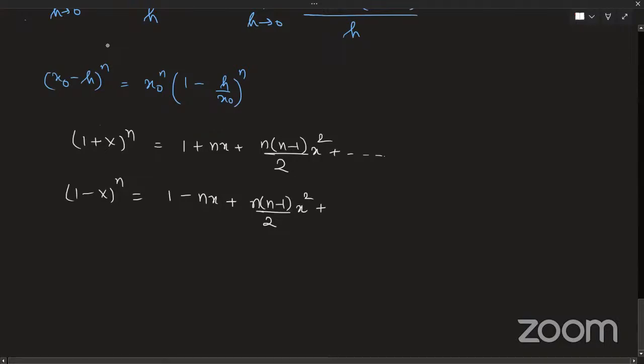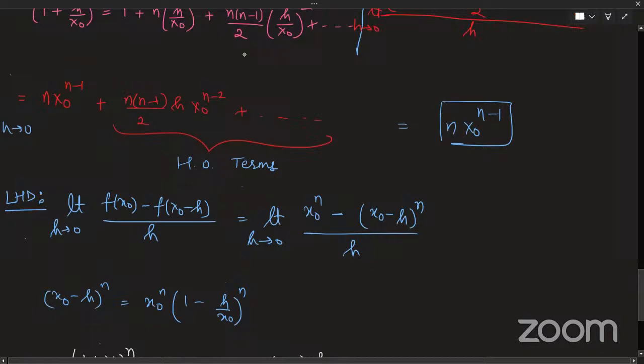It will be x square and so on. In place of x, you need to substitute minus x, so you can directly get (1 minus x). Can you tell me in place of x, what should I substitute so that I get this expansion? H by x naught, great. So in place of x, you can substitute h by x naught in this expansion. So it will be minus n h by x naught. Over here, minus of minus will again make it plus.